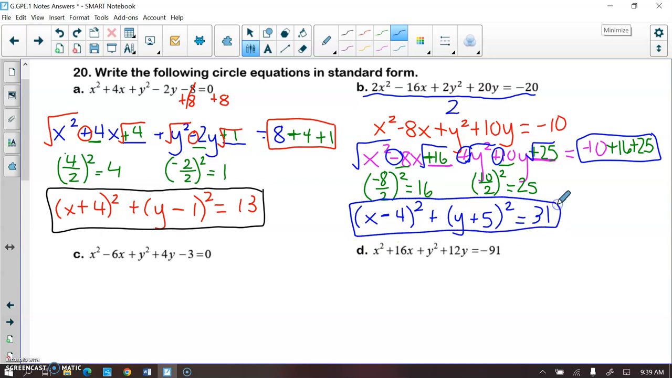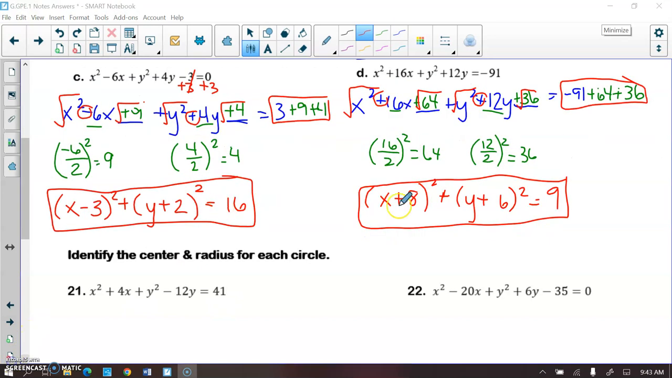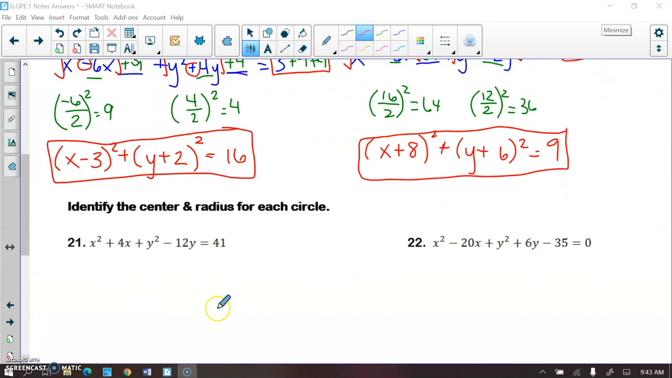I'm going to have you pause the video and try C and D on your own. Here are your answers for these two. Pause the video again and try the next two.